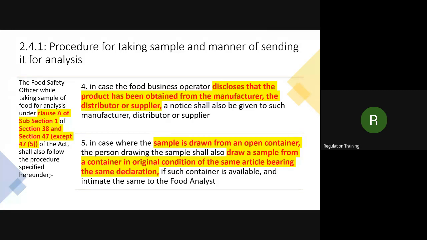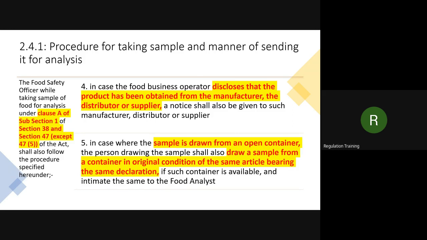Now next, in the case where the sample is drawn from an open container. Now what happens? It is not the packed food, it is an open container. So open container means it is not the fault of the distributor and the manufacturer, right? So it can be the fault of the seller. But how will the FSO come to know whether contamination happened after the opening of the packet or contamination was actually present in the packed food?